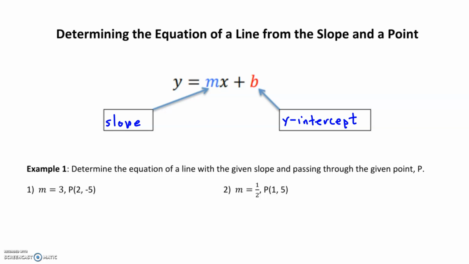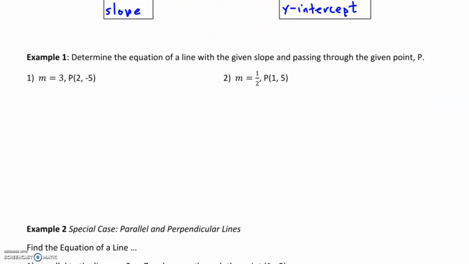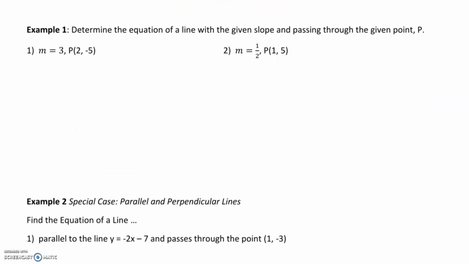In our first example, it says to determine the equation of a line with the given slope and passing through the given point. So if I have a line with slope 3 and it passes through the point (2, -5), what would the equation be? Well, we know to find the equation of a line I need two things. I need m and I need b. I already have m, which is 3.